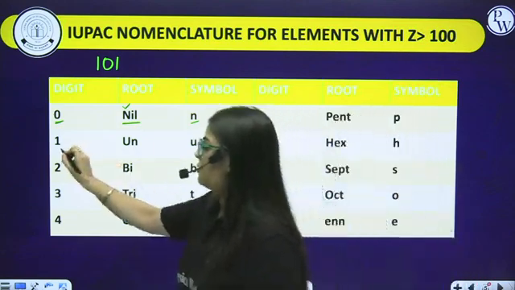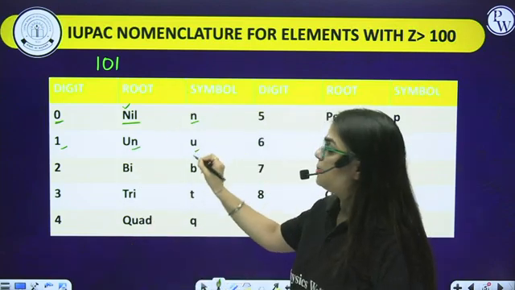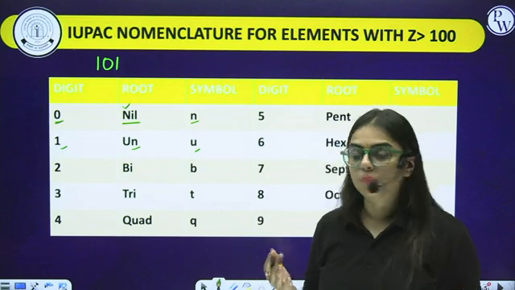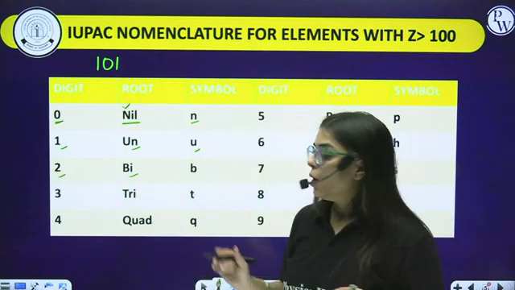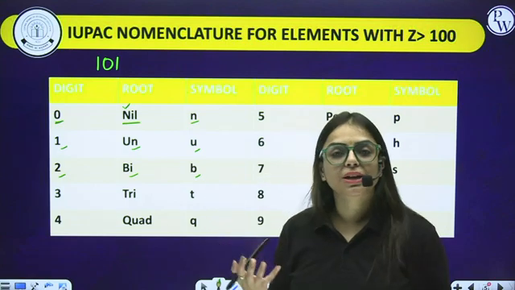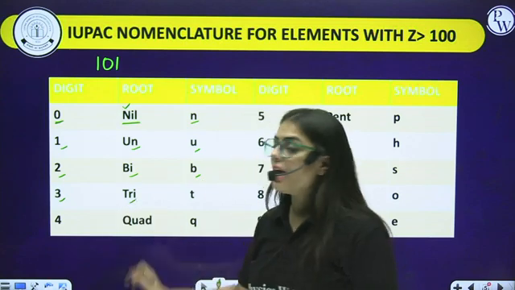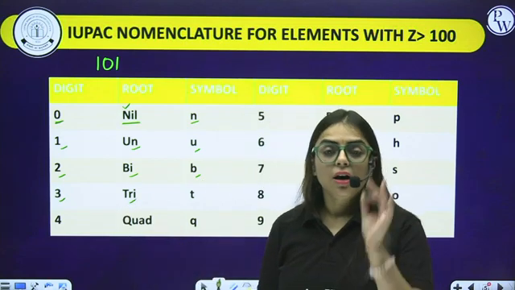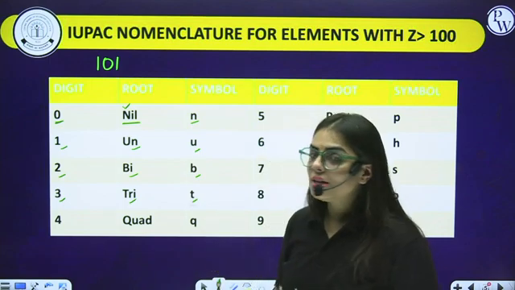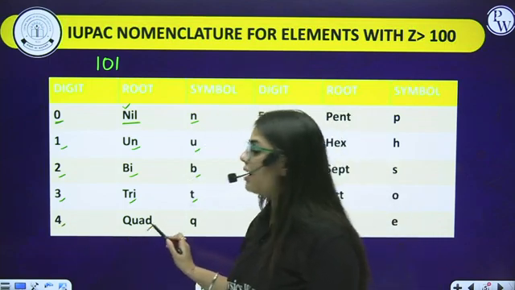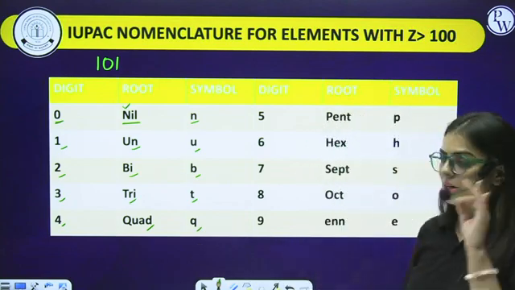Then comes 1. For 1, you have to use un, U-N, and the symbol you will be using is the first initial letter, that is U. Then comes 2, you have to use bi, B-I, and the initial letter B will be the symbol. Then comes 3, that is tri, T-R-I, and the initial letter T is the symbol. Then comes 4, that is quad, Q-U-A-D, and you have to use Q as the symbol, the initial letter.